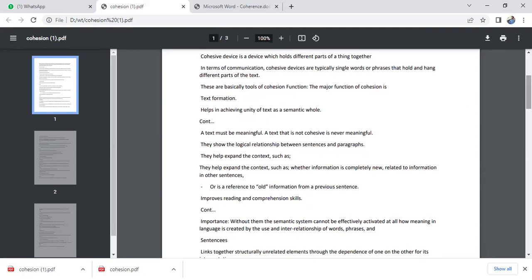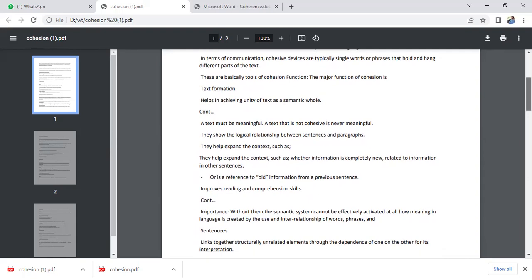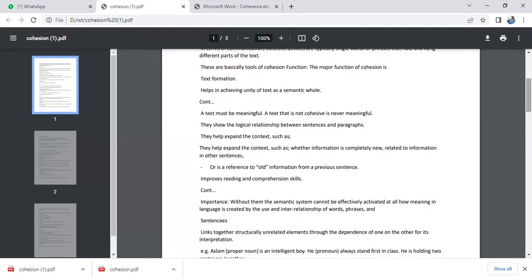We talked about it. For example, if there is a text, and that is where you establish cohesion, in that you have already used cohesive devices. So in that text, actually there will be unity, there will be cohesion, and that text will be semantically meaningful also. A text must be meaningful. How will a text be meaningful? Remember, without cohesion, without coherence, a text can never be meaningful. So a text that is not cohesive is never meaningful.